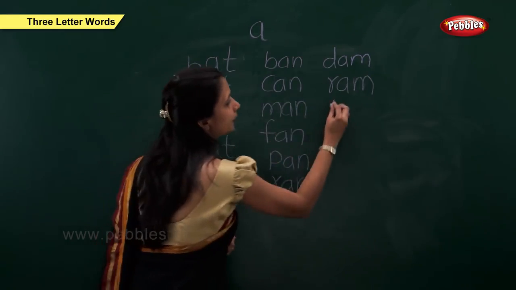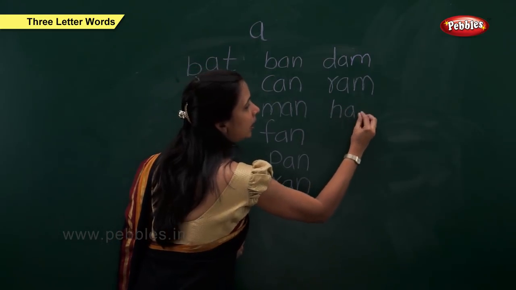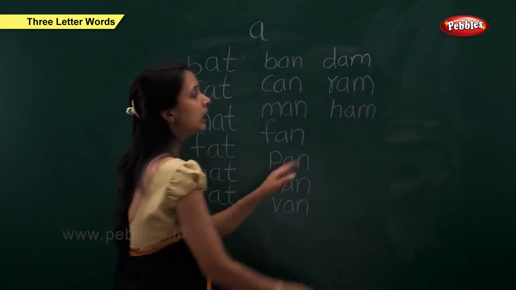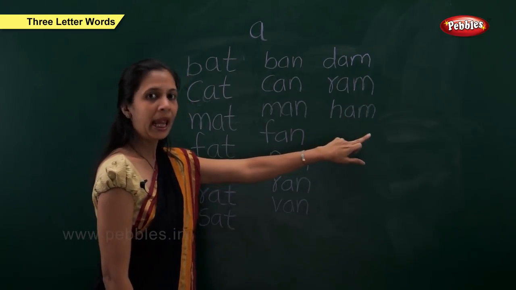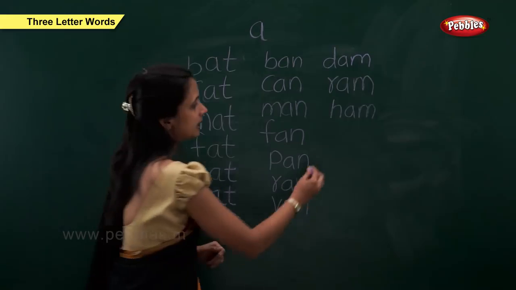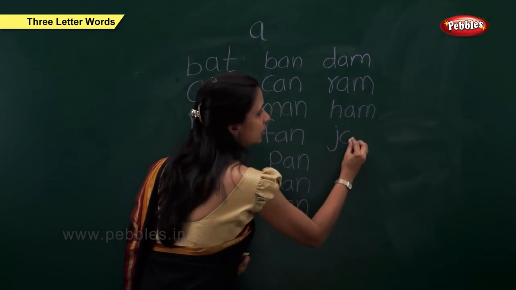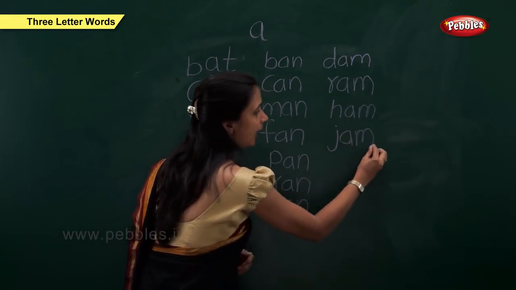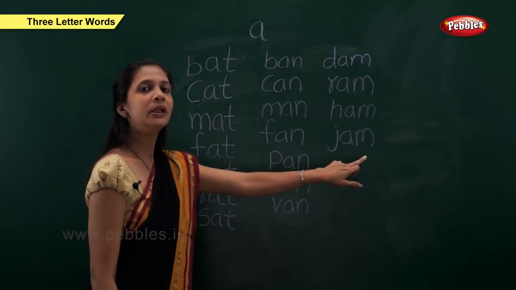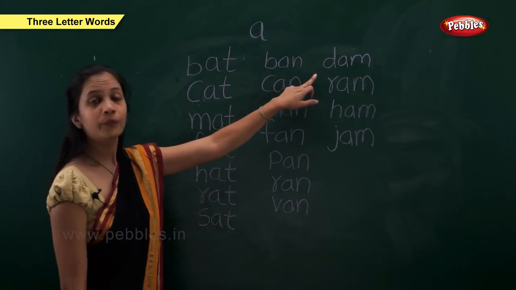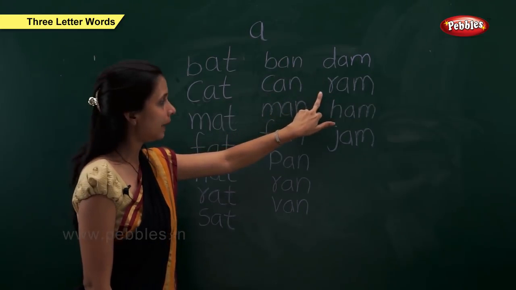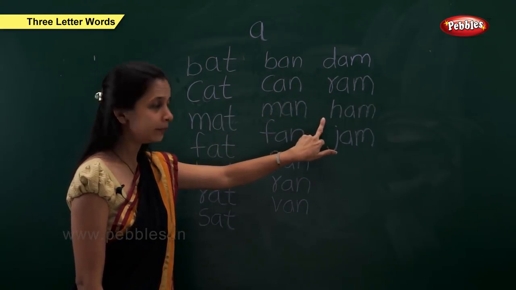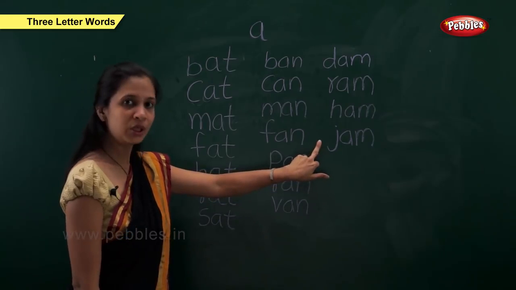The next is H, A, M, ham. Next is J, A, M, jam. Now we will repeat. D, A, M, dam. R, A, M, ram. H, A, M, ham. And J, A, M, jam.